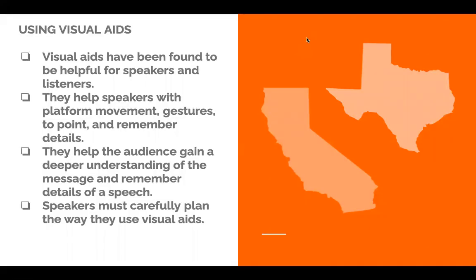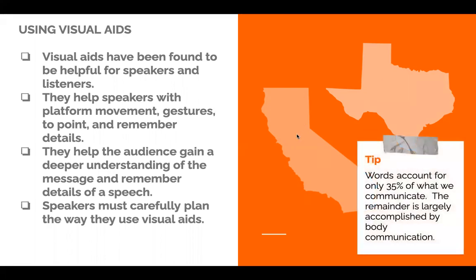Bombarding your audience with a lot of visuals can have them not really have their attention on something specific or something that you're trying to emphasize. So make sure, again, you plan those out. And here's a tip. Words account for only 35% of what we communicate. The remainder is largely accomplished by body communication, nonverbals, platform movement, right? Because people remember more of what they see than what they hear. So keep that in mind.